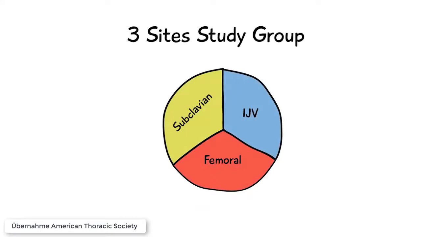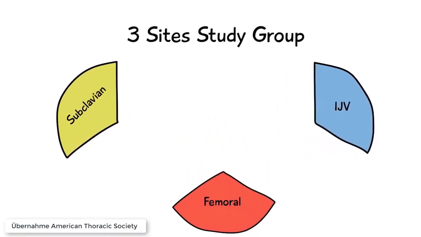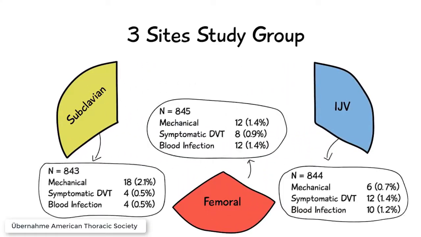In order to identify which of these major vessels was safest to access, the three-site study group conducted a multi-centered, randomized controlled trial which compared central lines placed in the internal jugular veins, femoral veins, and subclavian veins for rates of complications. Results published in the New England Journal of Medicine showed a significantly decreased incidence of symptomatic deep venous thrombosis and bloodstream infections with the use of a subclavian vein site.